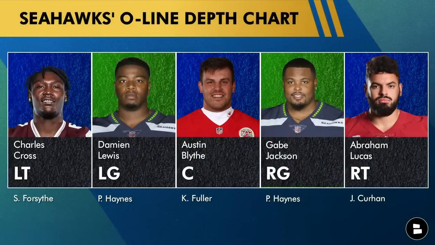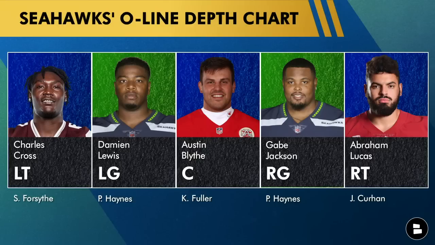And for Seattle, you can see there Charles Cross and Abraham Lucas starting at left and right tackle. Your bookend rookie tackles there for the Seahawks, along with Lewis, Austin, Gabe Jackson, that group. We've seen that this was going to be more than likely the five going forward.